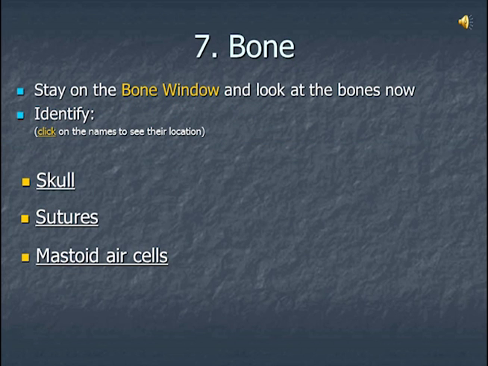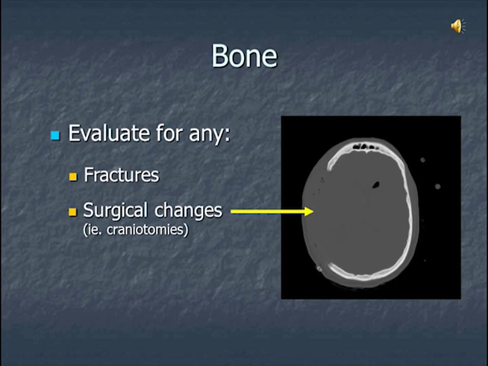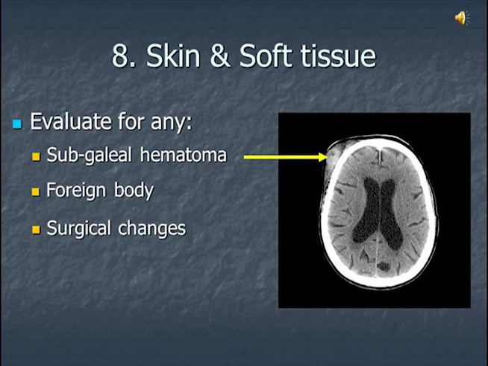We now turn our attention to the bones of the head. Examine the skull, sutures, and mastoid air cells. Click to see their location. Look for fractures and any obvious surgical changes such as craniotomies. Lastly, don't forget to examine the skin and soft tissues outside the skull. Subgaleal hematomas, foreign bodies, and surgical changes should be noted.